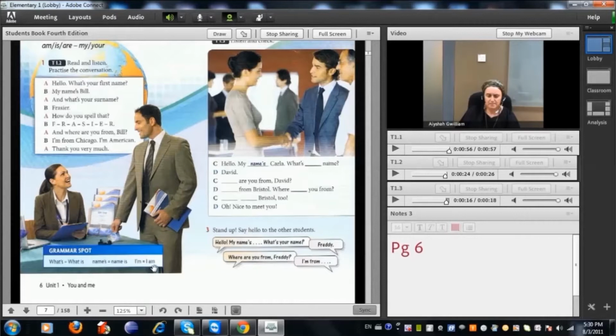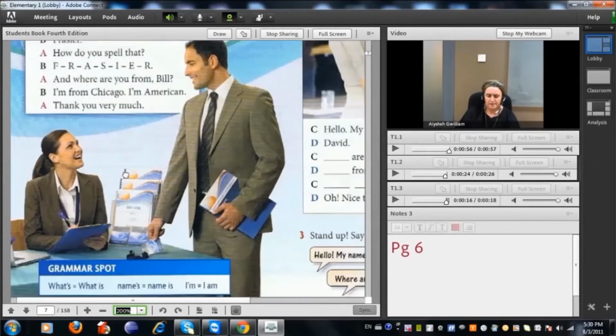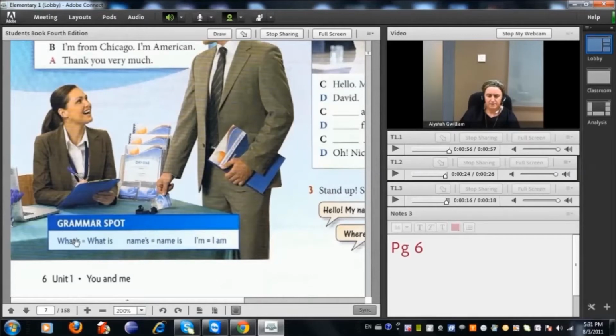Okay? Now, if I make this bigger, you will see in here there is a special mark in here. This mark has a special name. It's called an apostrophe. An apostrophe. Can you say that again? Apostrophe. Again, apostrophe. Good. One more time. Apostrophe.